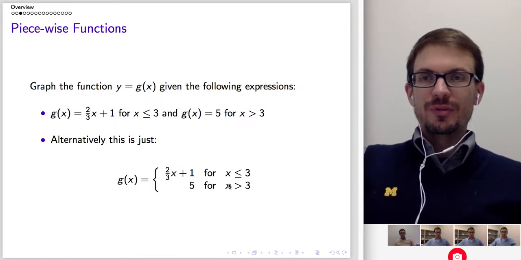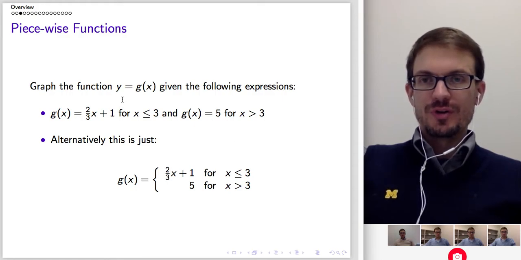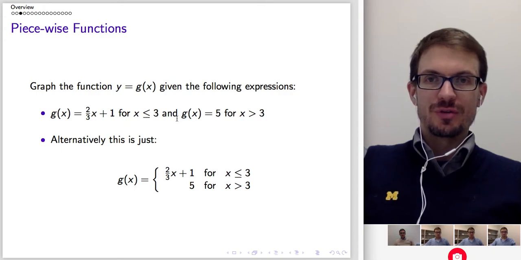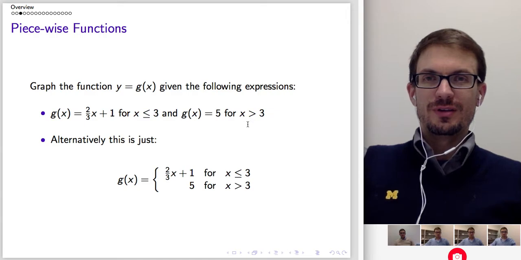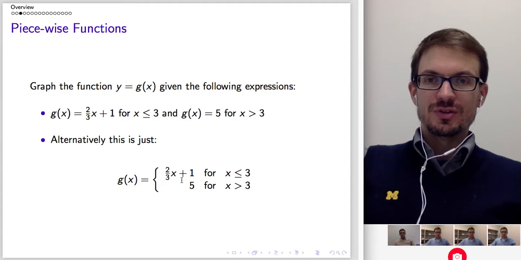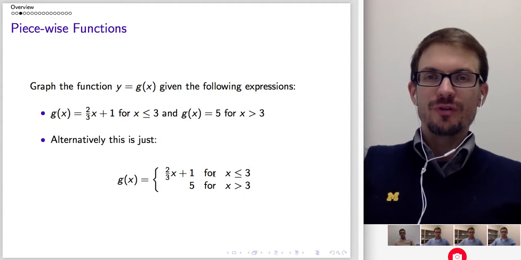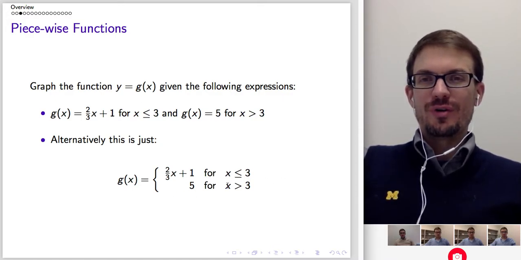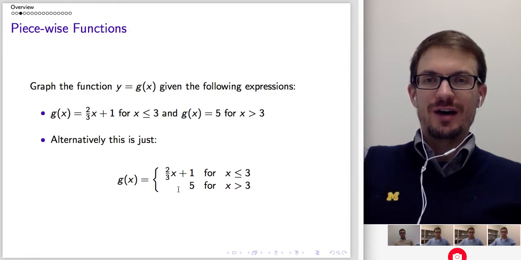Okay, we have other examples, so there's other things that can happen. For instance, consider the graph of the function y equals g of x, given these expressions. Suppose g of x is 2/3 x plus 1 when x is less than or equal to 3, and g of x is equal to 5 for x greater than 3. We can use bracket notation to make this concise. Here's the upsloping linear portion, 2/3 x plus 1, for x of 3 and less, and then for x beyond 3, we're at 5.